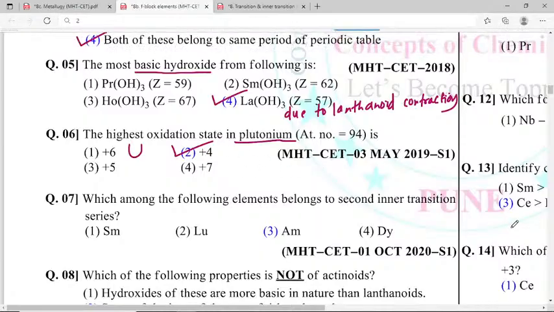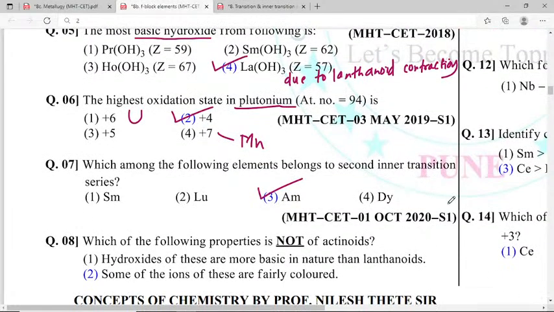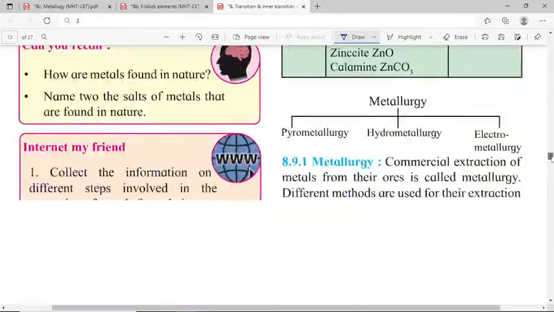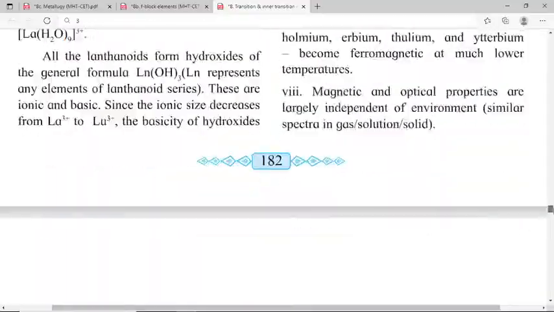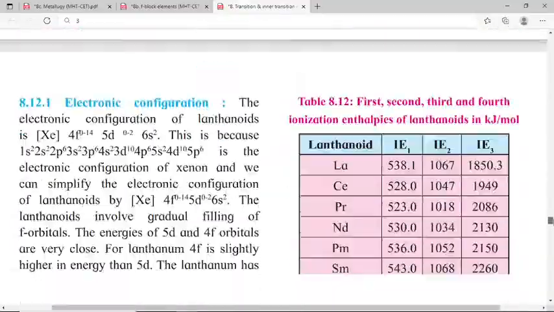Which among the following element belongs to second inner transition series? Am, americium is the element. And plus 7 for manganese, plus 7 for Mn. Second inner transition series element.